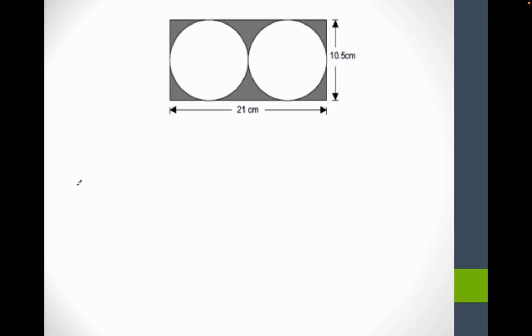Okay, I think this is our last example. This one is a little bit tricky. We're going to start with the rectangle. We're going to find the full area of the biggest shape, that's the rectangle. And then we're going to find the area of the circles and take them away from the rectangle, so we're only left with those slivers around the outside of the circles.